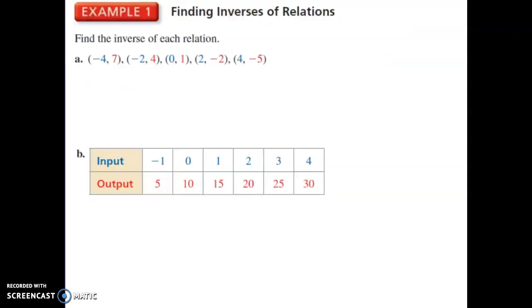So to find the inverse of each of these relations, all we're going to do is take each pair of inputs and outputs and swap their values. So this would be 7 for X, negative 4 for Y. My next would be 4 for X, negative 2 for Y. Then I have 1 for X and 0 for Y. Negative 2 for X and 2 for Y. And my last, I have negative 5 for X and 4 for Y.